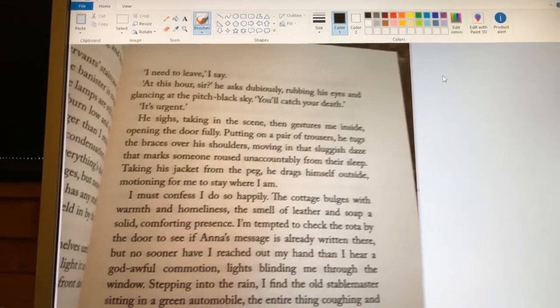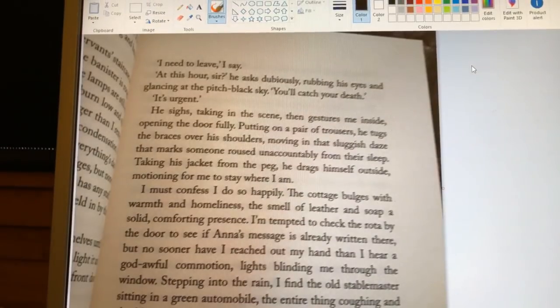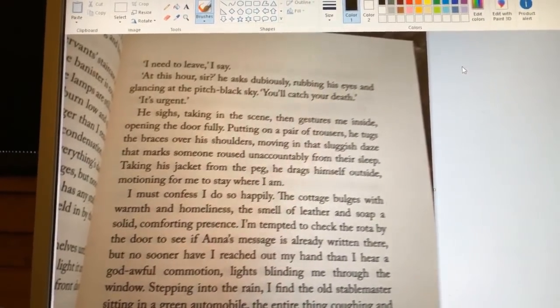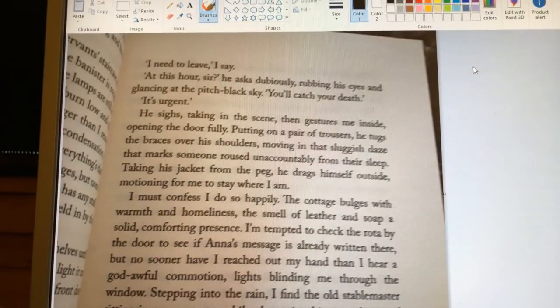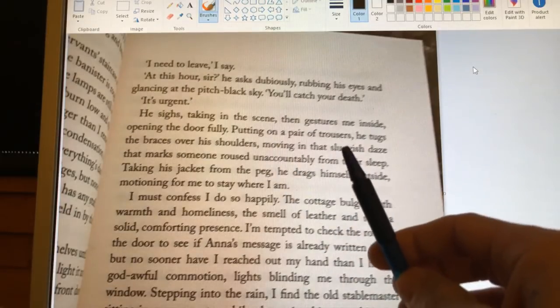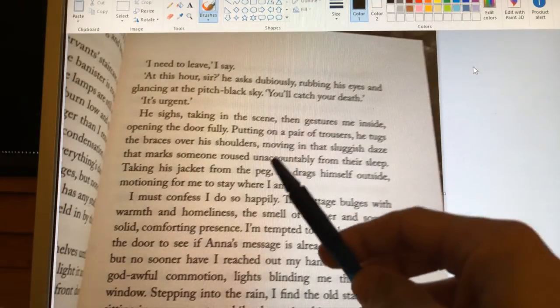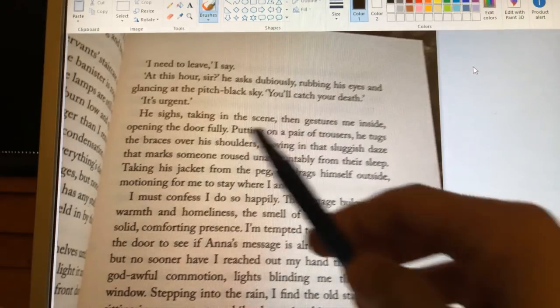It's correct. I'm going to try and put that closer because it seems a little bit blurry to me, so hopefully this won't make everything fall over. Okay, just about managed it. So we've got the putting on a pair of trousers, he. This is a participle phrase modifying he, so it needs a comma. Anytime you have the participle phrase at the beginning, you're going to have a comma and then the main clause.